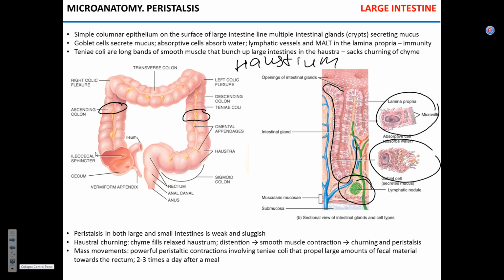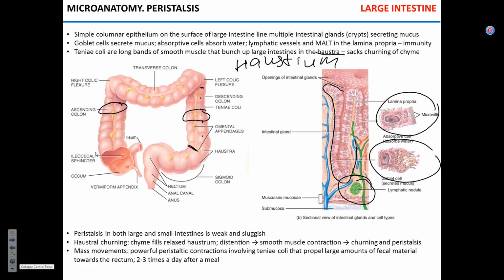Haustrum is the singular form. Okay, the plural is haustra. So you can see multiple haustra here. It allows them to contract separately. They can segment the chyme. That makes sense?